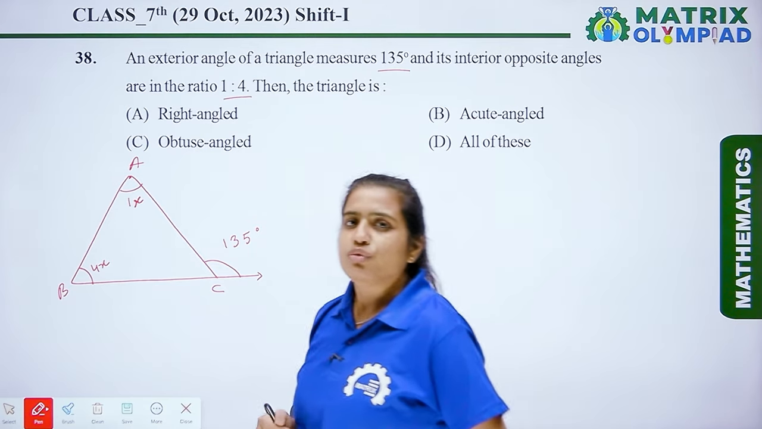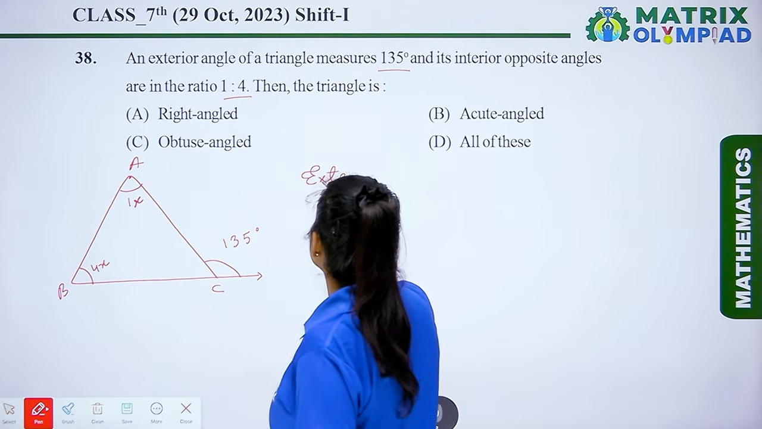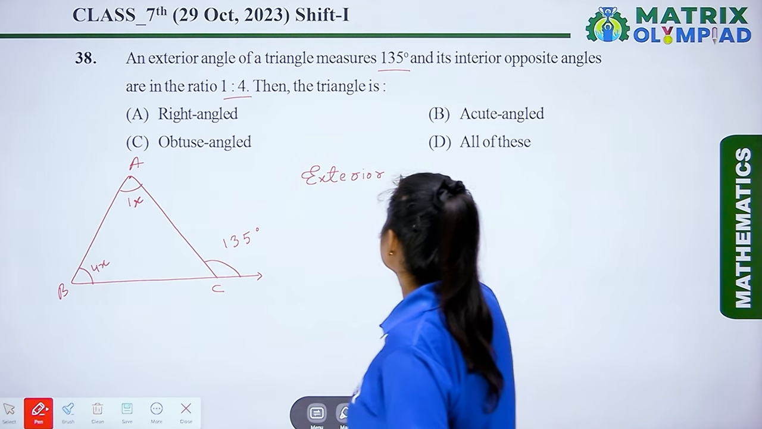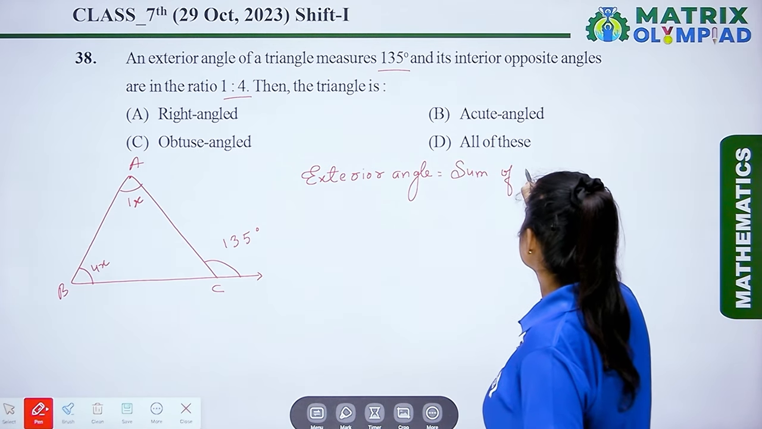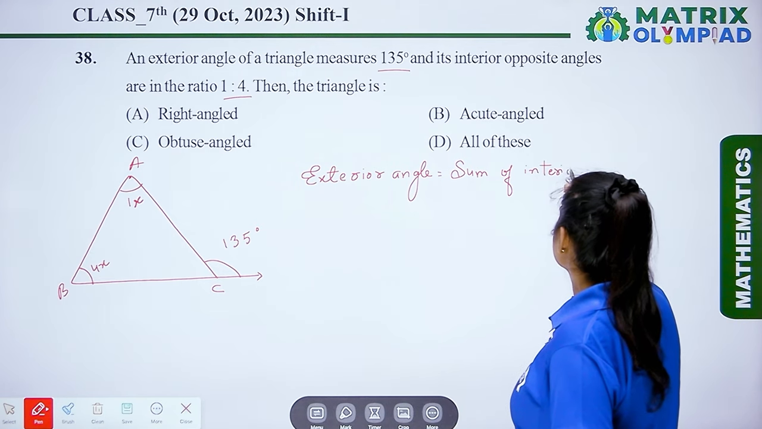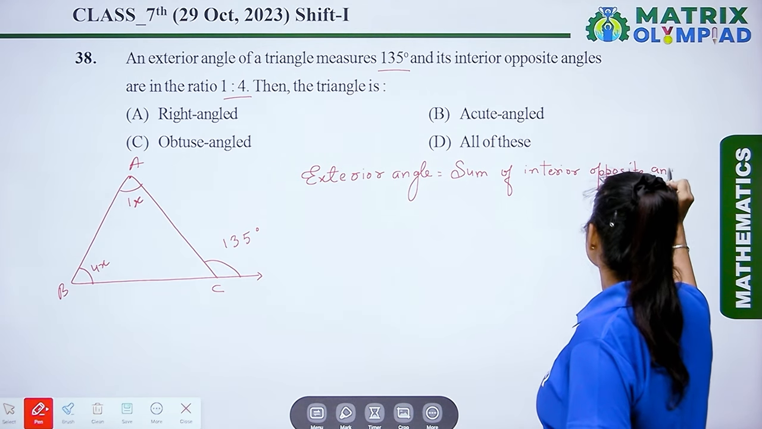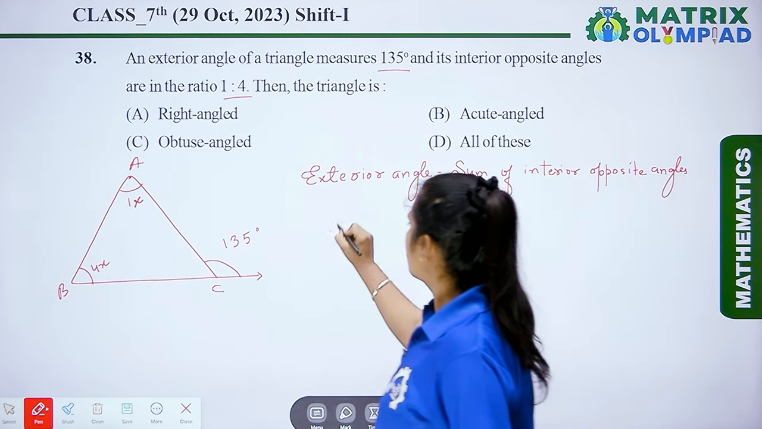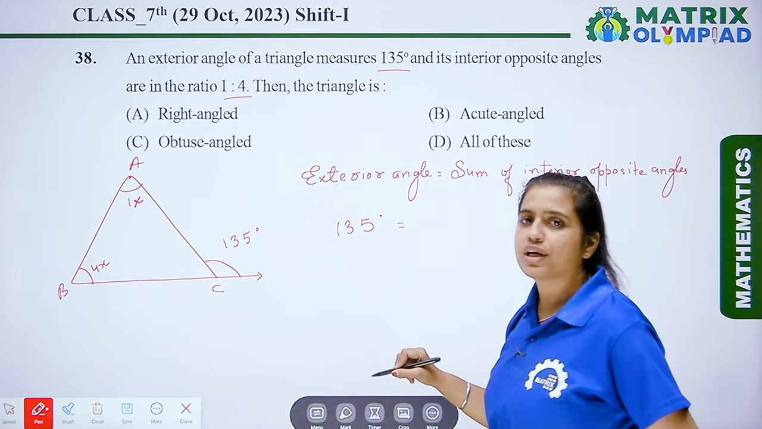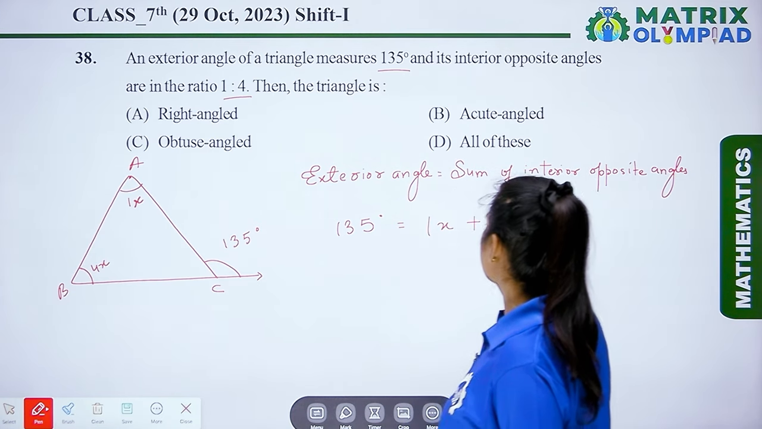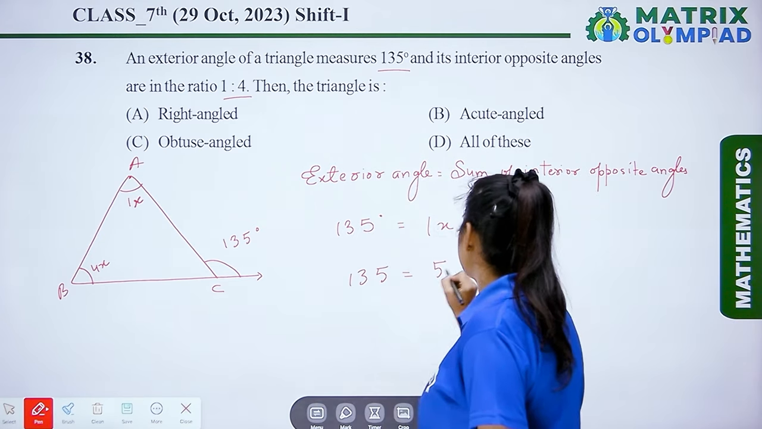So here what we have to do, we are going to use the property of exterior angle. So the exterior angle property is, exterior angle is equal to the sum of interior opposite angles of that triangle. So here interior angles are in the ratio 1:4 and exterior angle is 135 degree. So let's add 1x plus 4x. Here we have 135 equal to 5x.